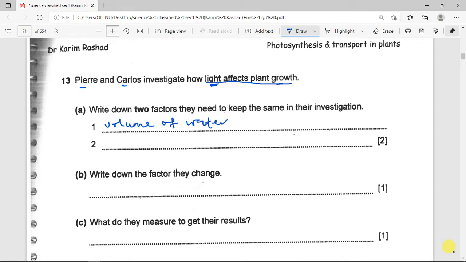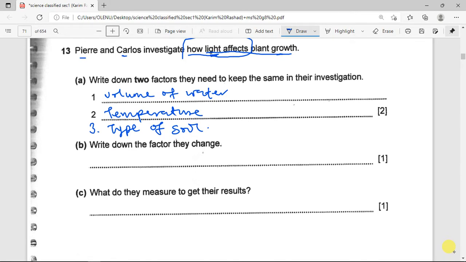because we are looking at plant growth. So factors that affect plant growth include water. We can also look at the temperature. Another factor that affects plant growth is the type of soil. Now write down the factor they change. They are investigating how light affects plant growth, so they're going to change the light intensity.